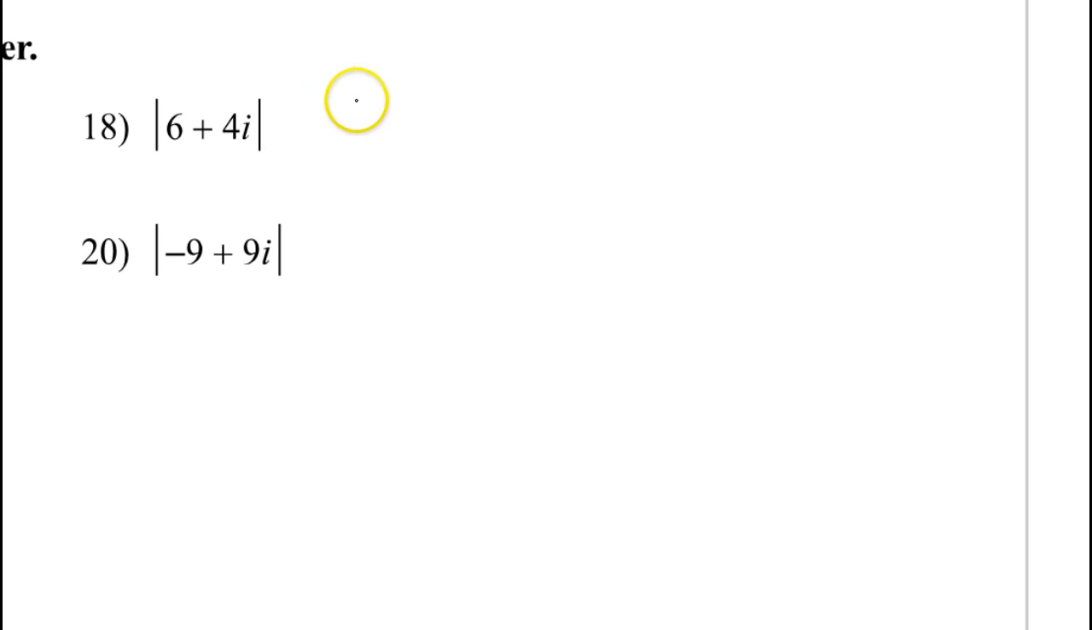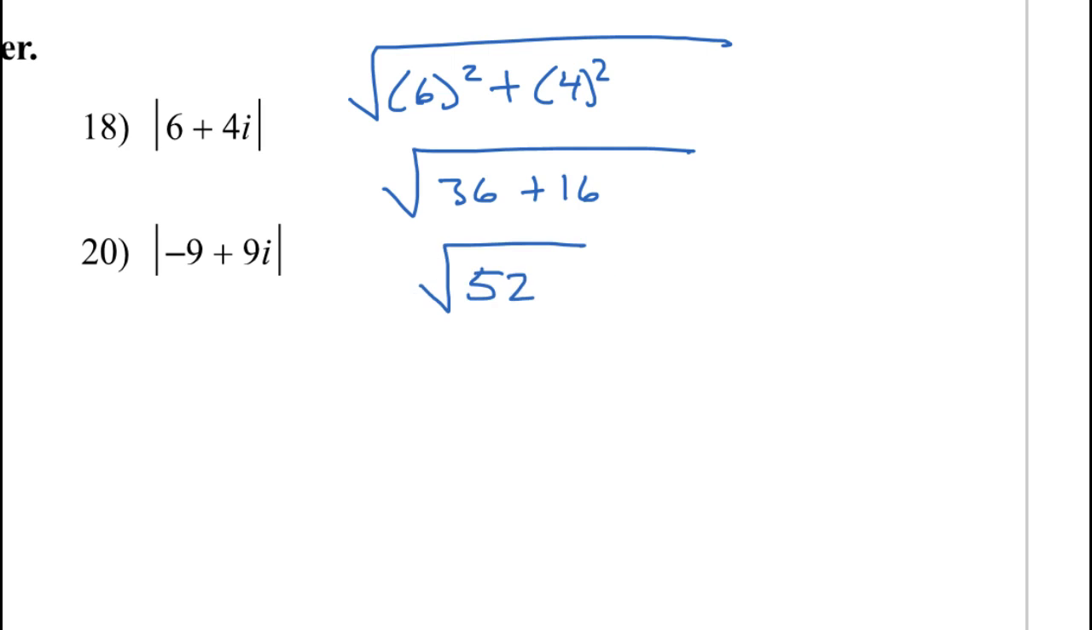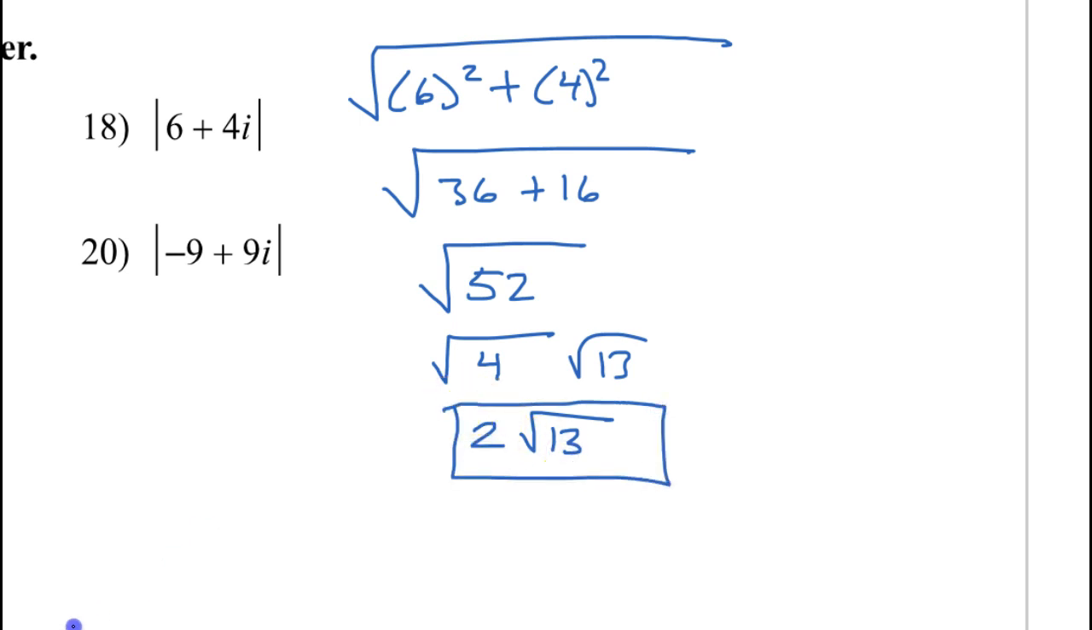Similarly, for number 18, we will have the square root of 6 squared plus 4 squared. So that's going to be the square root of 36 plus 16, so that's going to be the square root of 52. Now 52 is 4 times 13. So we've got radical 4 times radical 13, and the square root of 4 is 2. So this is 2 radical 13. So that'll be the final answer for number 18.